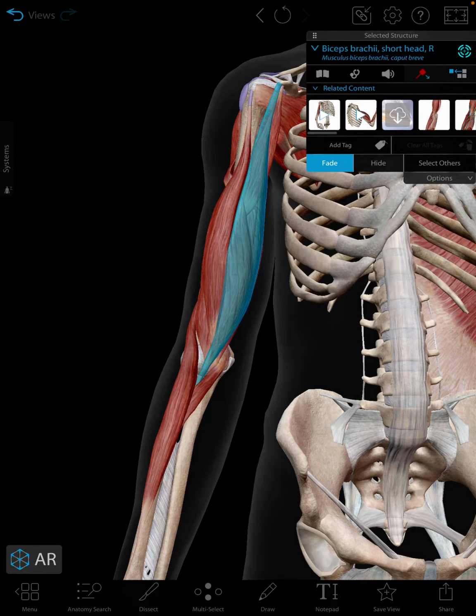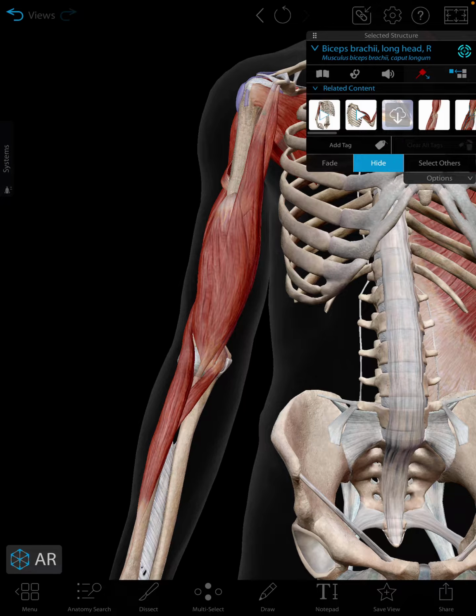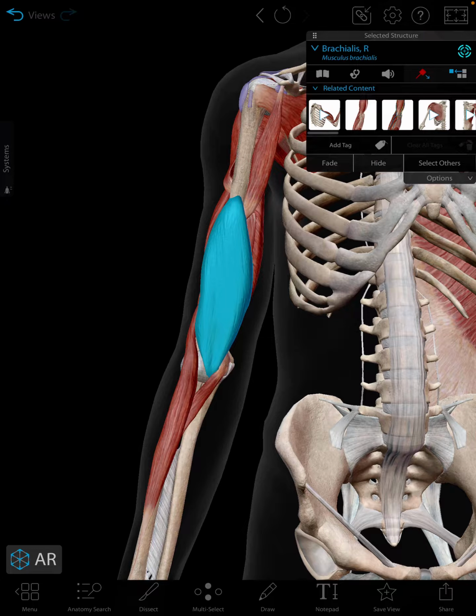Okay, so again, we have a long head, we have a short head, and the long head is a little bit more lateral. Okay, so if we hide the biceps brachii, just deep to the biceps brachii, we have a muscle called the brachialis. Okay, brachialis. Brachialis is a muscle that only moves the elbow.